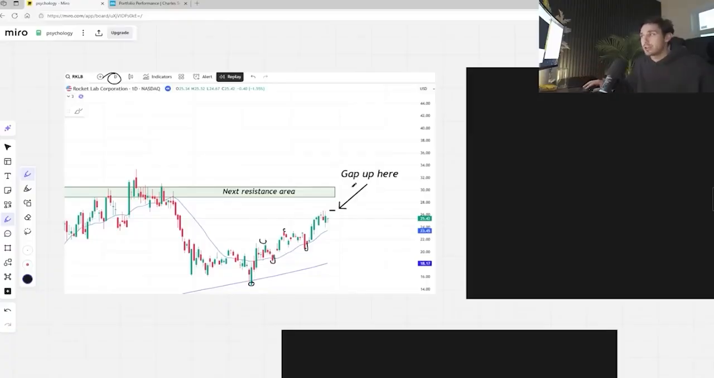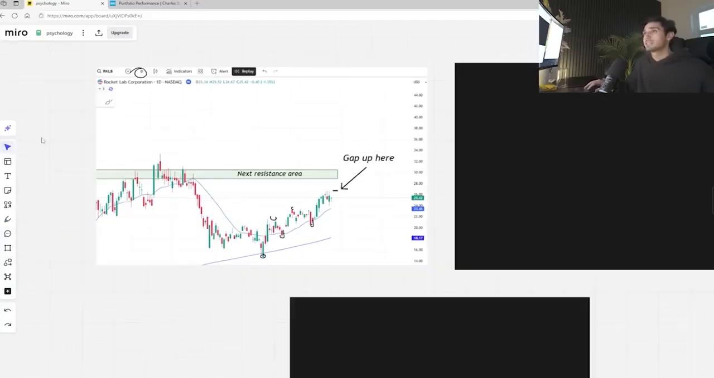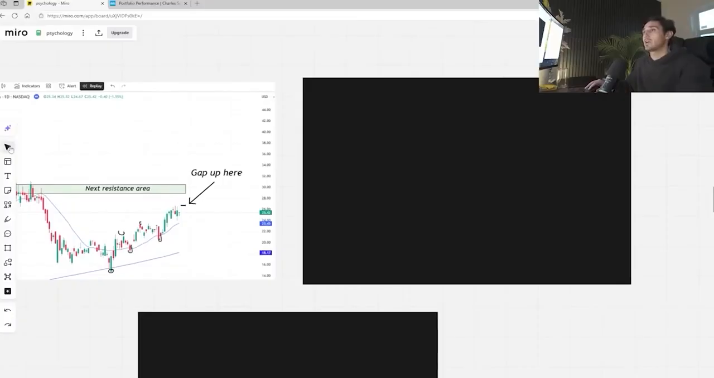And remember, I'm a gap trader. So as soon as I saw this gap up, it's kind of clearing this little resistance here, I was interested in potentially going long on it. And I looked to the left and I saw, hey, we have a bunch of resistance here. This is the next resistance area. And let's see how the trade ended up playing out.